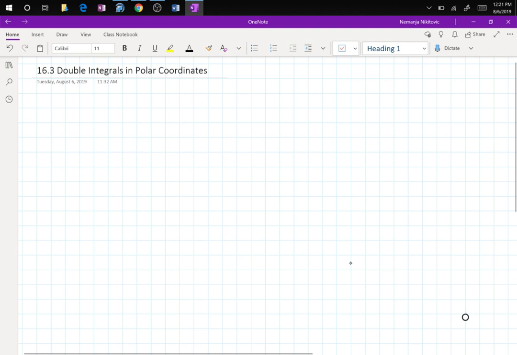Hello and welcome back to Calculus 3. This is the third section in our integration, multiple integration, and this one is on polar coordinates. So 16.3, double integrals in polar coordinates.